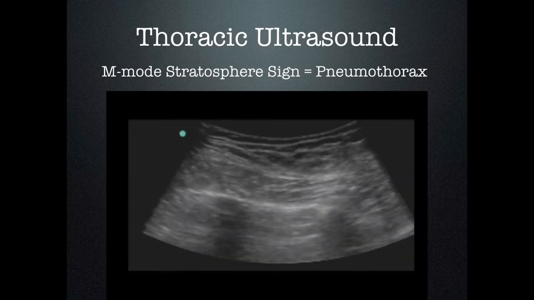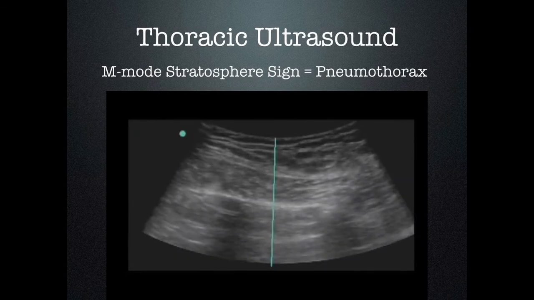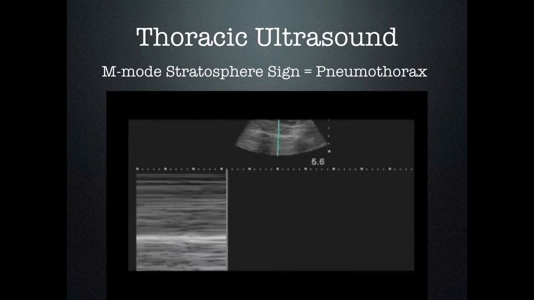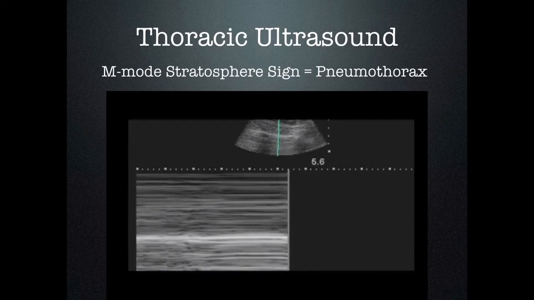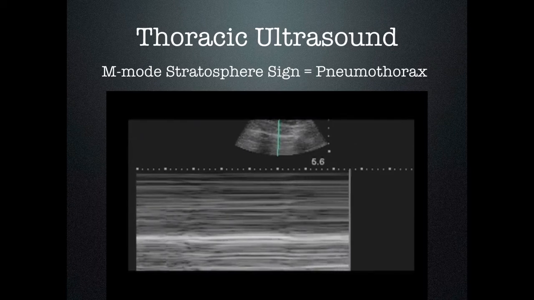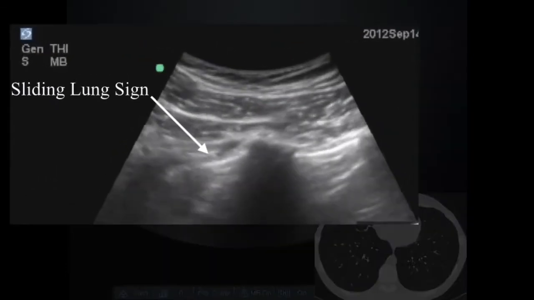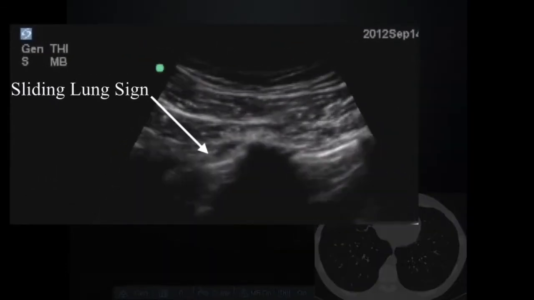One more time. We have our probe across the ribs, place our M-mode line through the pleural surface, and we watch how it occurs. Here we have just horizontal lines. This is called the barcode sign or pneumothorax. If we look here, we can see a sliding lung sign. This is my most favorite technique for doing this.